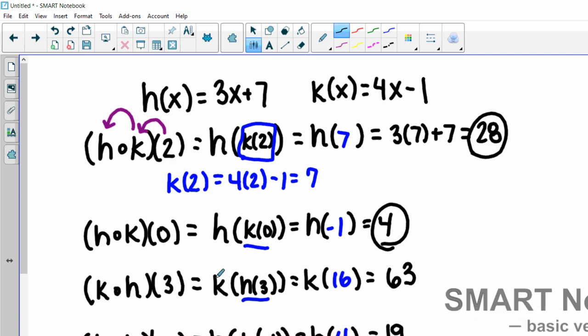H of -1, even if I accidentally go backwards, I know the -1 has to go into h, which I know from before. I get a 4 out of that. And then the 4 goes right back into h. So 12 plus 7 is 19.